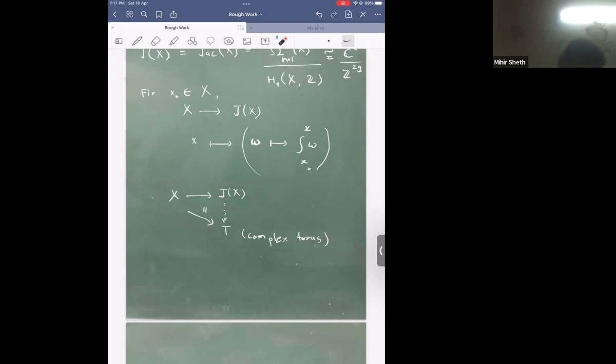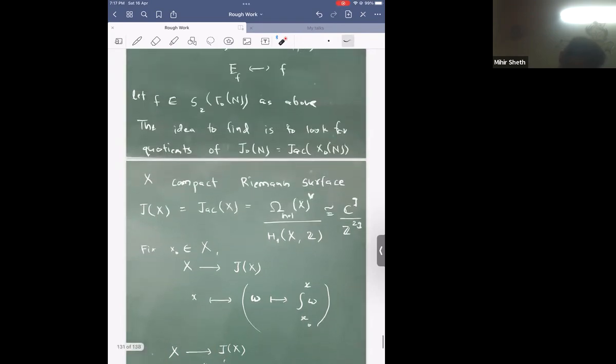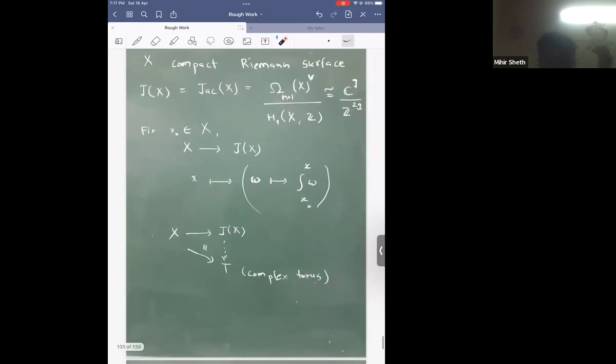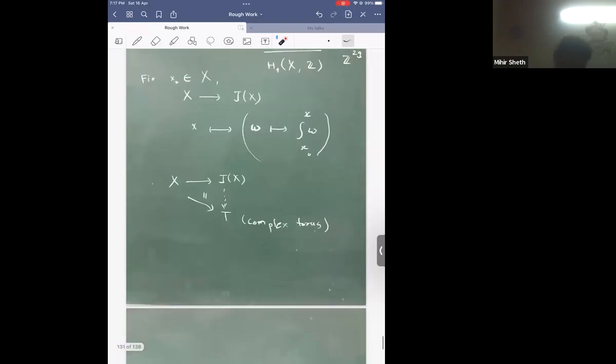So what we are going to do is construct this E_f, together with a map from this modular curve to E_f. So this E_f will occur as a quotient of J_0(N) in the construction of Eichler-Shimura. So now let's see how we get this E_f.